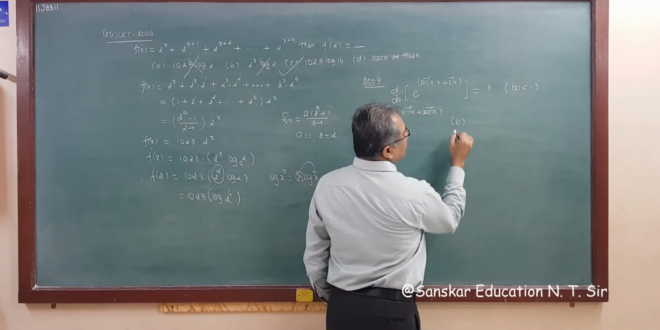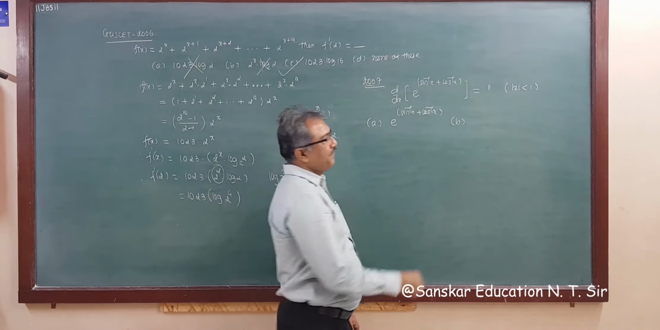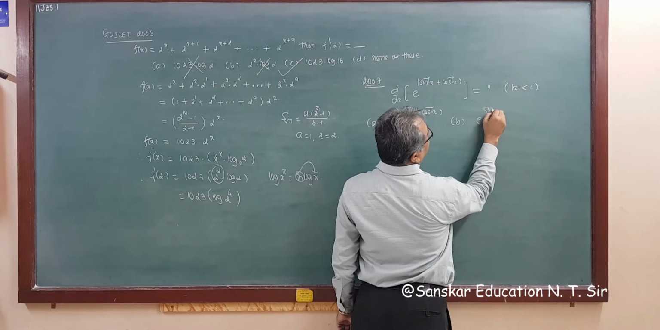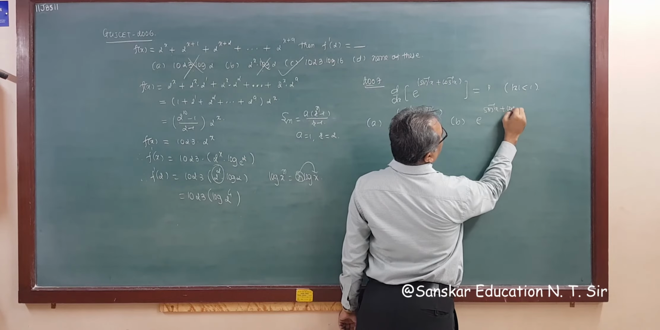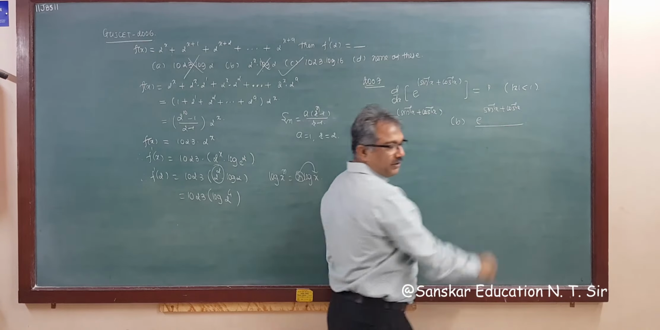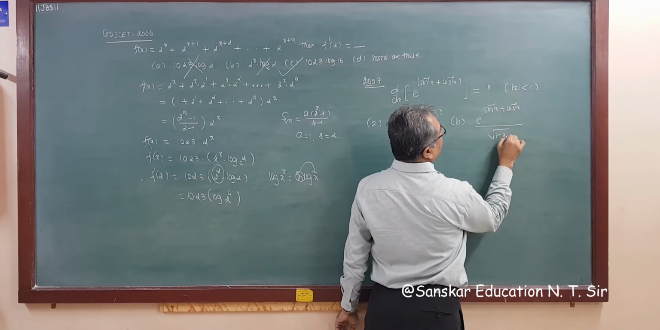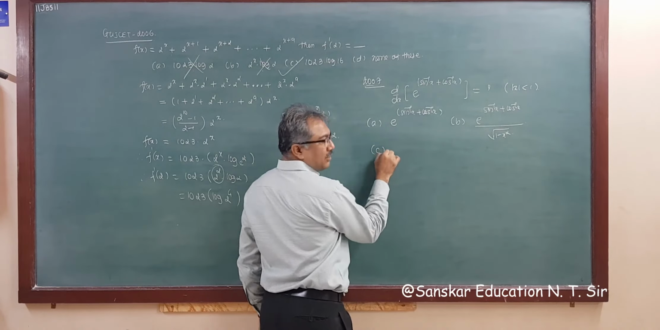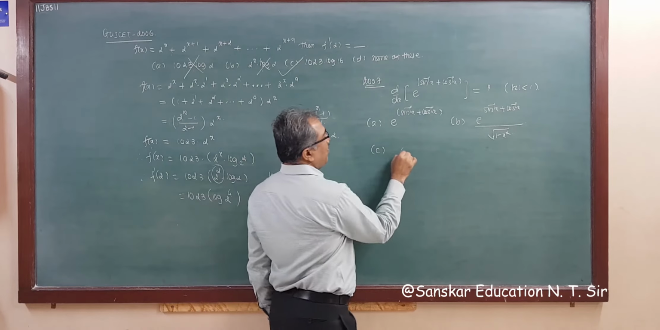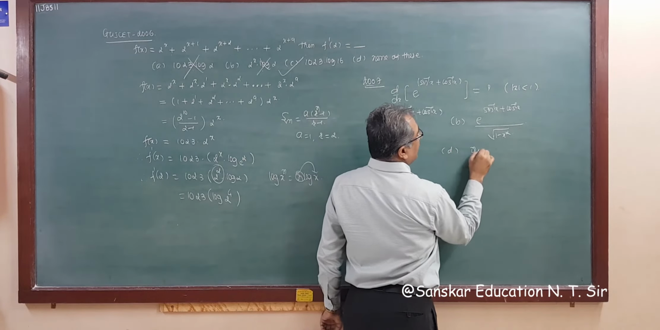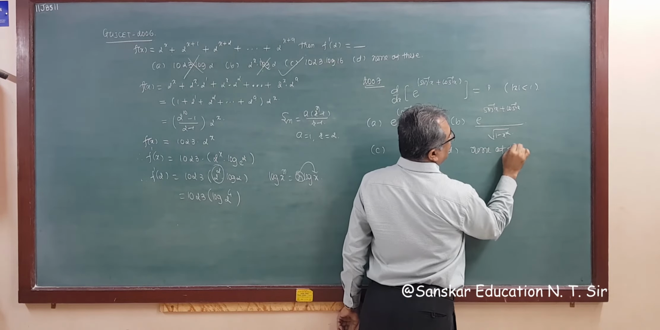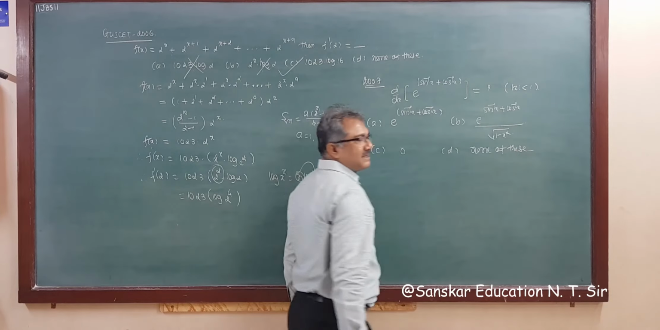Second option is e raised to sin inverse x plus cos inverse x whole upon under root 1 minus x square. Third option is 0, and fourth option is none of these, right?